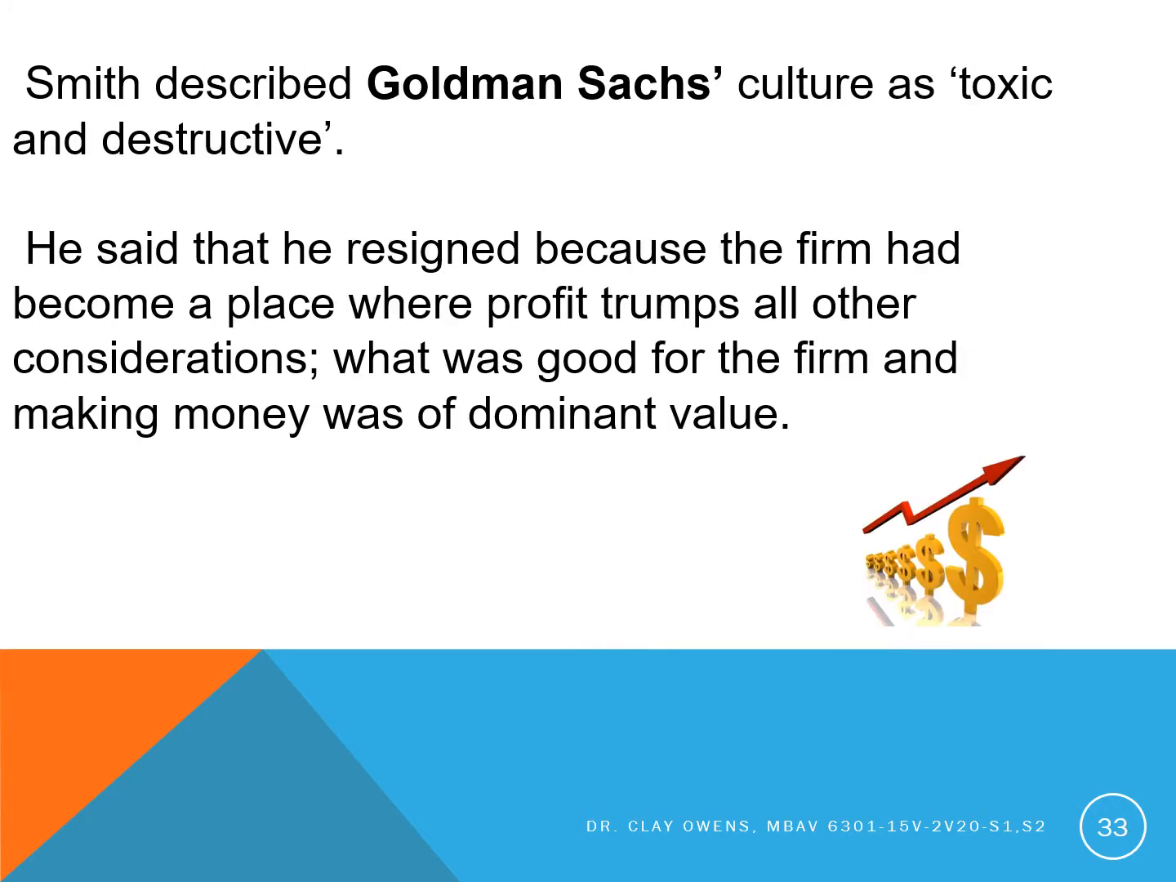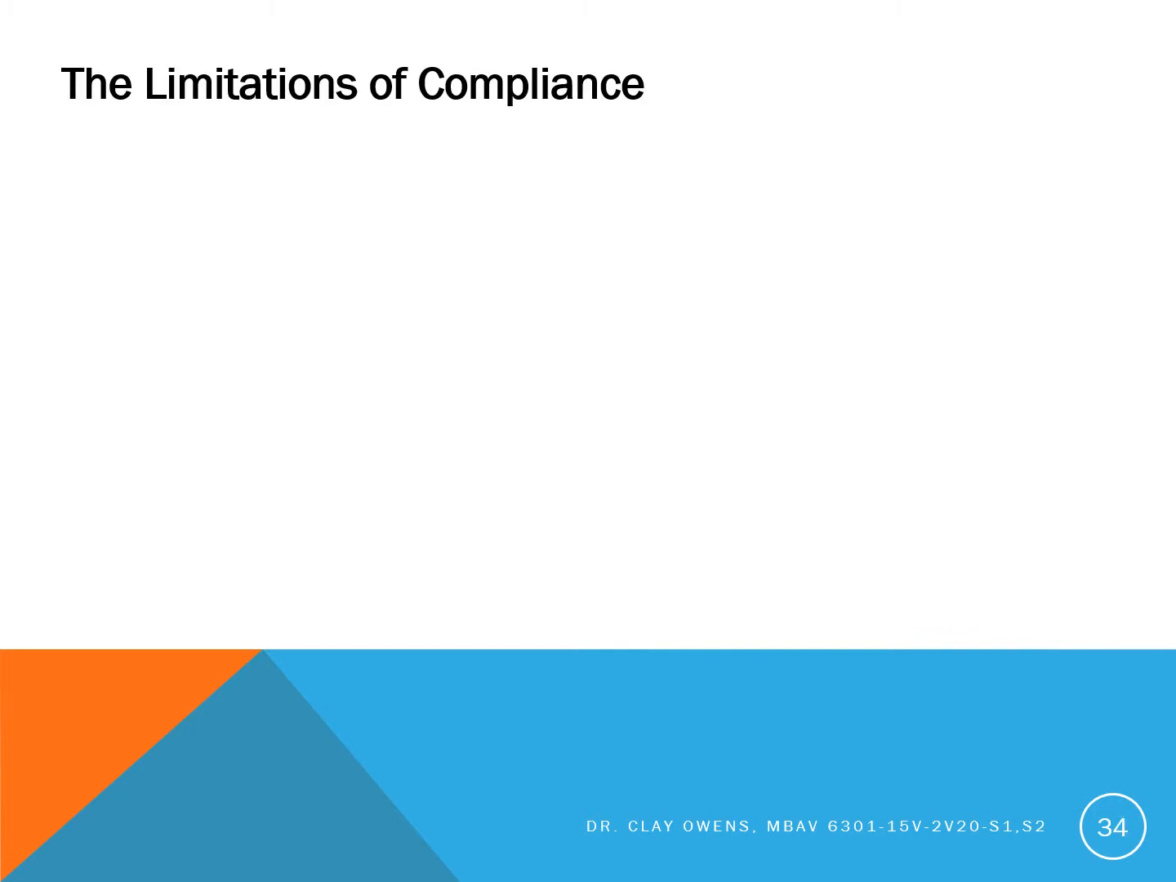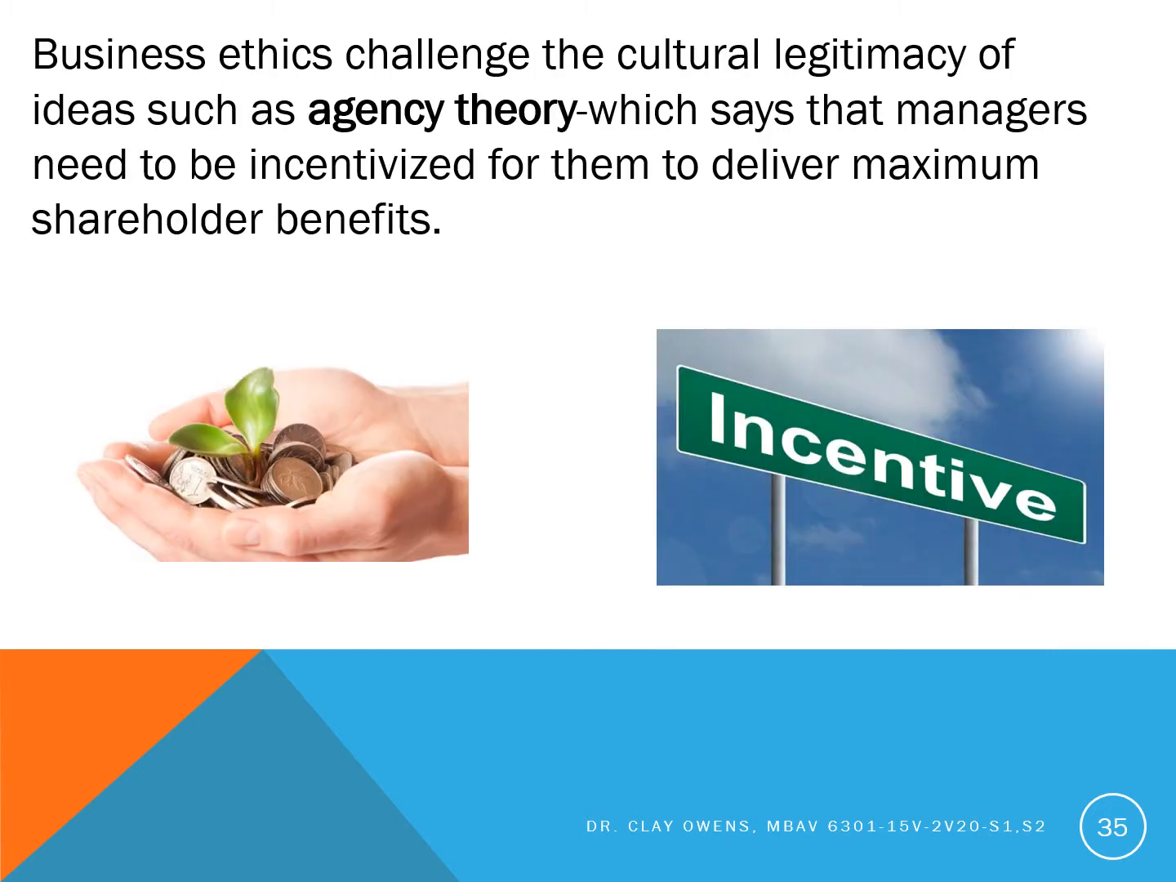Goldman Sachs culture is being toxic and destructive. He said that he resigned because the firm had become a place where profit trumps all other considerations. Don't read that word wrong. Trump means wins. It doesn't mean the president. What was good for the firm and making money was the most important thing. That was at Goldman Sachs, a company that had a lot of scandals later on. There are limitations for compliance.